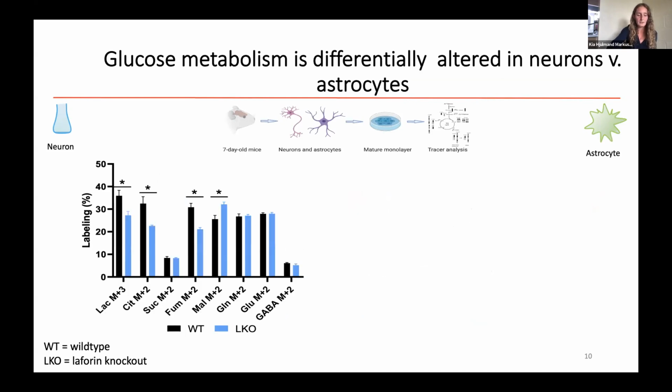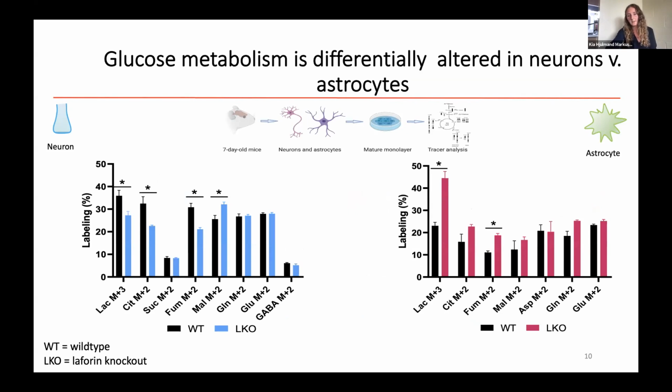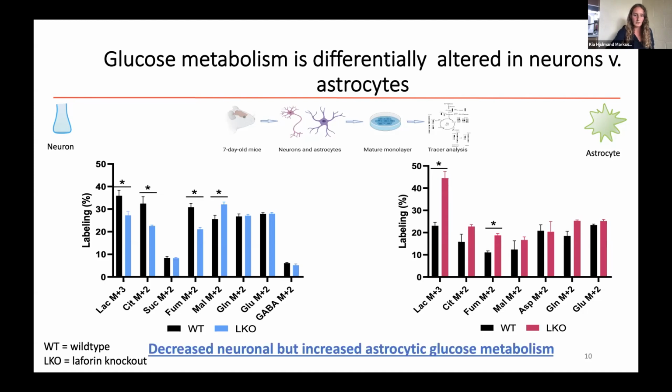We first look here at the primary culture of neurons. You see a slight decrease in neuronal glucose metabolism, which is replicating the things we saw in the slice data. However, when we looked at the astrocytic glucose metabolism, we see an increase in glucose metabolism, which is surprising since, as you remember, the glycogen is primarily stored in astrocytes. So overall, we see a decreased neuronal glucose metabolism, replicating the slice data, but an increased astrocytic glucose metabolism.